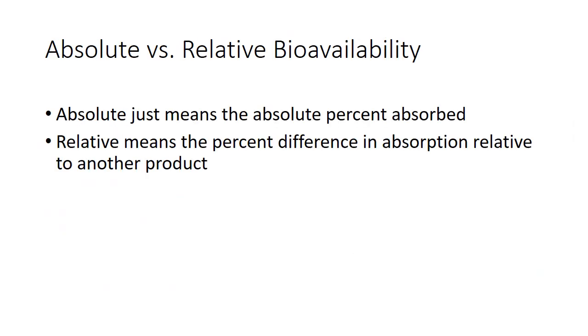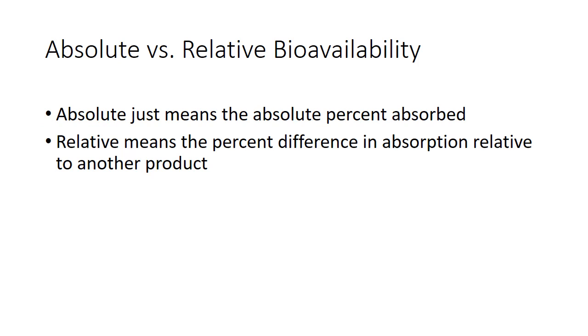So I actually mentioned this earlier, but here it is in the text. Absolute versus relative bioavailability. Absolute just means, very simple, what percent of drug is absorbed into the systemic circulation, right? What percent? That's simple, right? Relative means the percent difference in absorption relative to another product. So actually what I mentioned earlier was just what absolute means. I didn't really mention the second one until now.